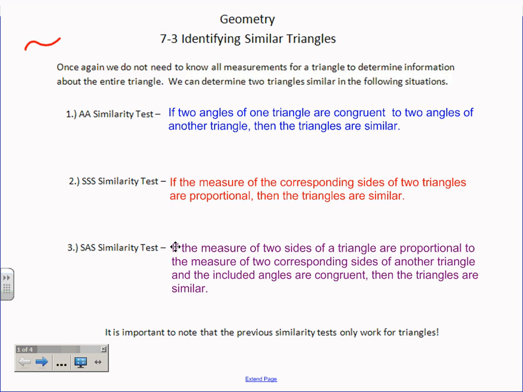If the measures of two sides of a triangle are proportional to the measure of the corresponding sides in another triangle, so basically say the sides are proportional. But this is big. The included angles are congruent. So again, sides proportional and the included angle. And that's what side-angle-side means. You're so smart, you already know that. Then the triangles will have to be similar. These are the three that we are guaranteed. There are just the three, unfortunately.